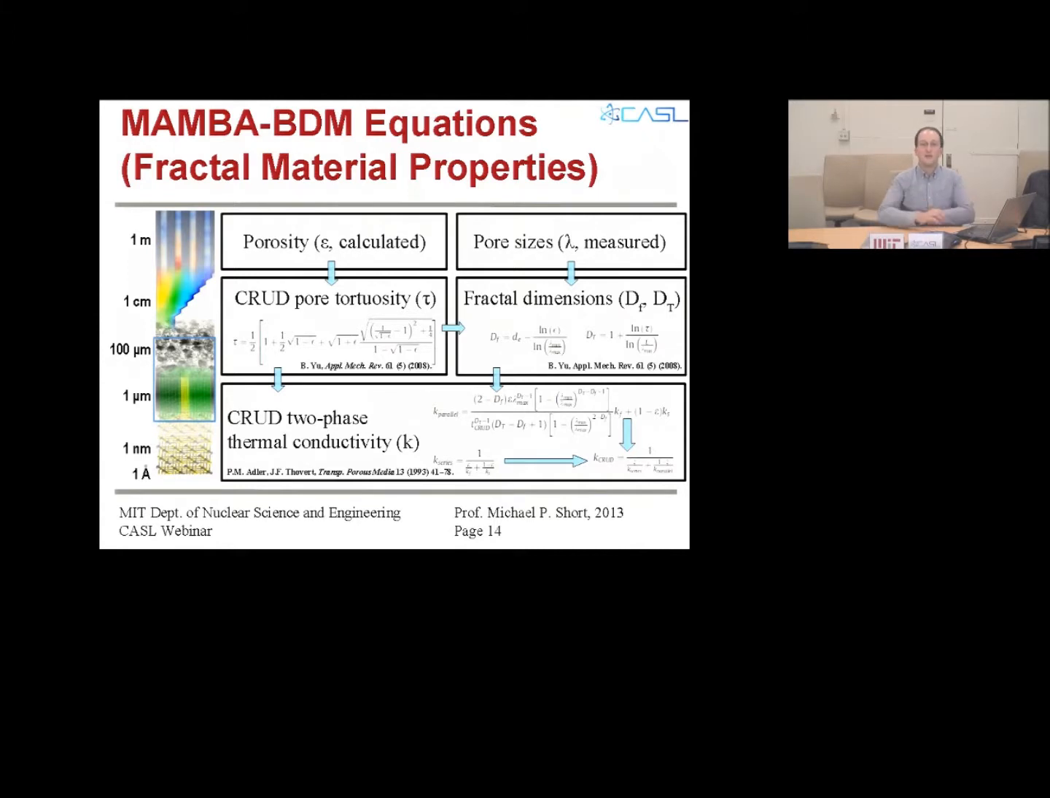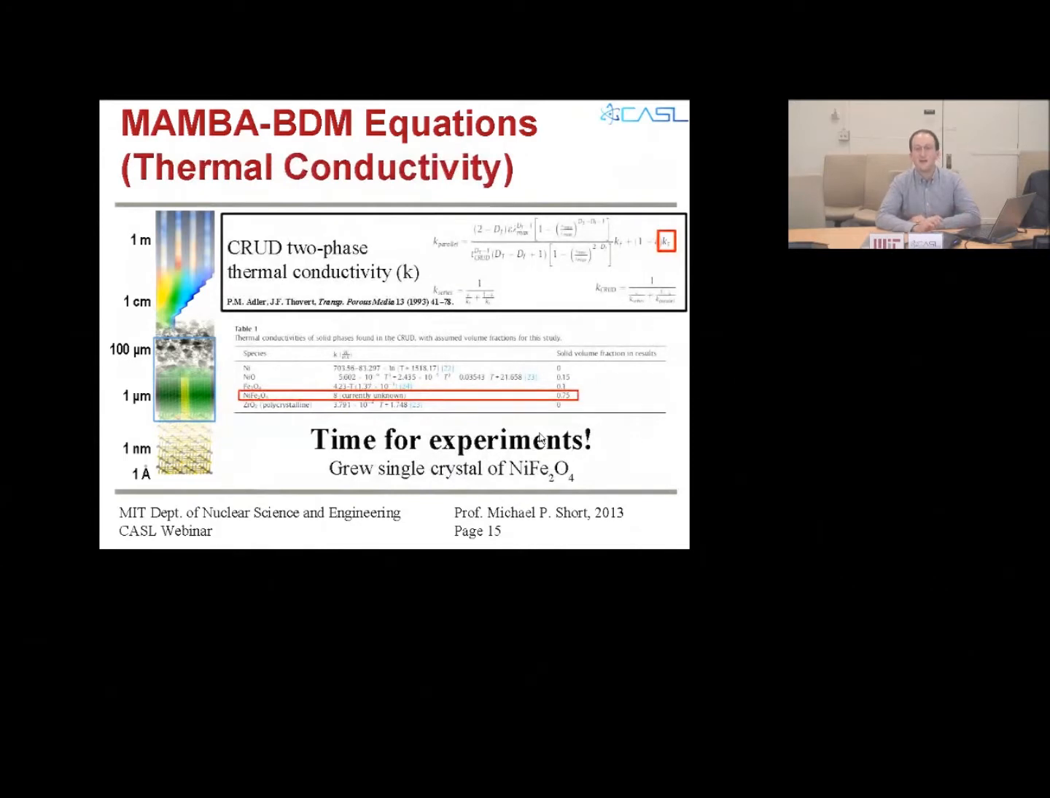And we can use these fractal dimensions to calculate actual material properties of the CRUD, like the thermal conductivity of two-phase in the CRUD, or actually even three-phase. The mixture of solid, liquid, and gas, you can approximate it as a full-out thermal conductivity. And the equations, I know, are pretty hairy, but once they're under the hood, they just work, and we can treat them like a black box unless we notice something wrong. The fun doesn't stop there.